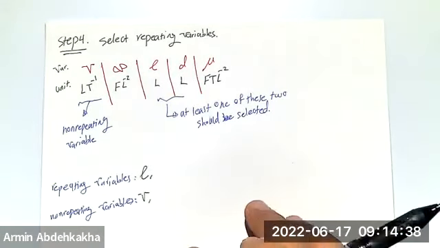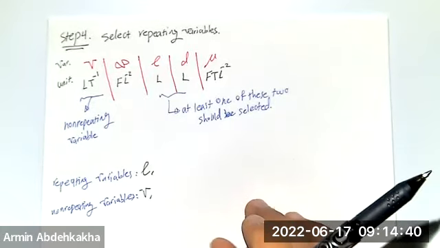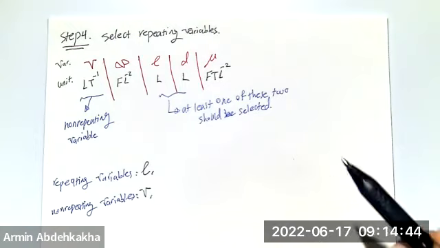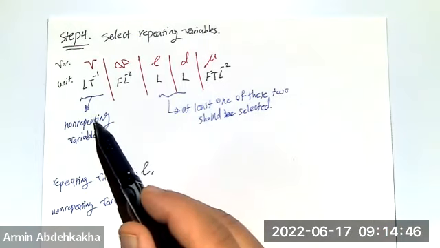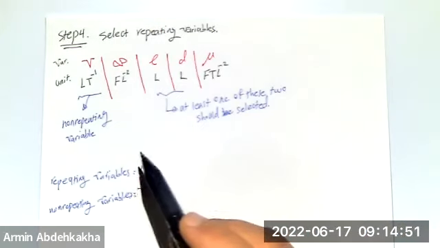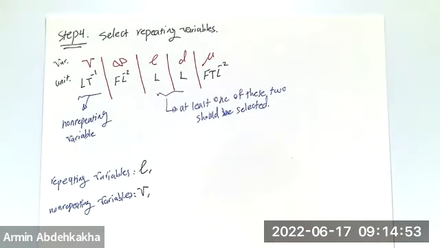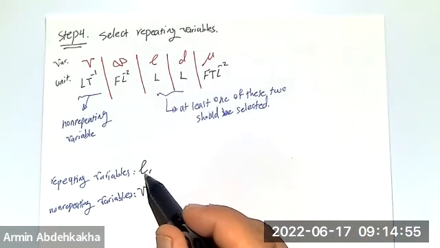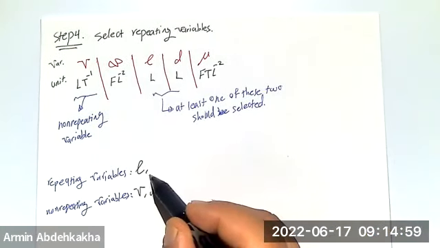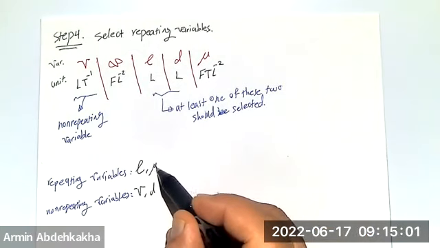So you cannot find the pi, because V has a function of T, and you know that this is for sure one of your non-repeating variables, right? So just list those two here, and since you know that L is here, and you just want to select one of these two, then mu and delta P are going to be here.